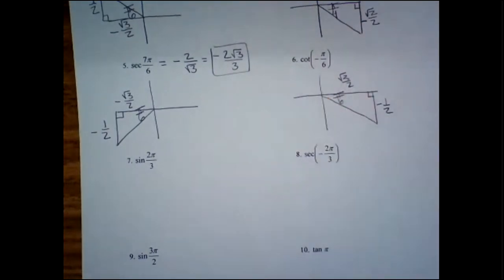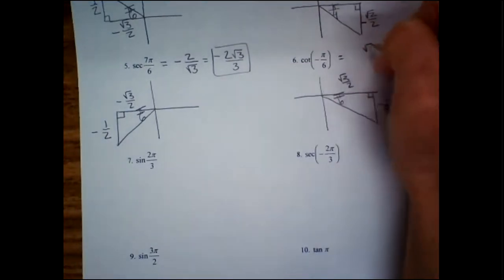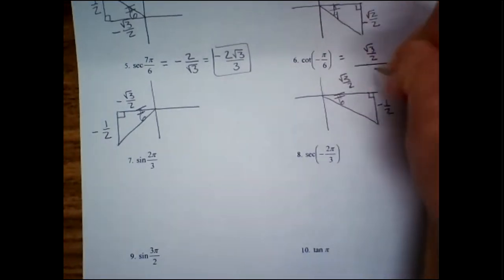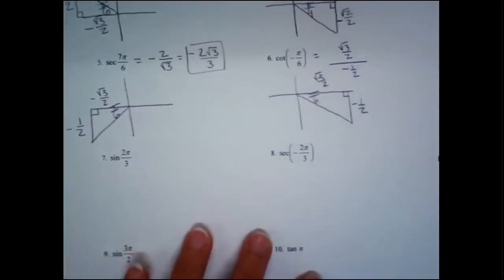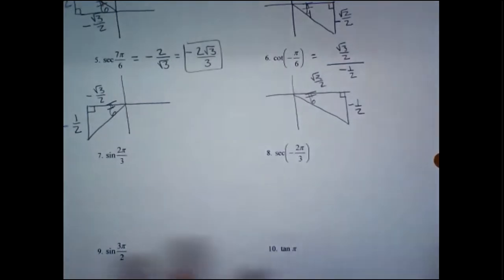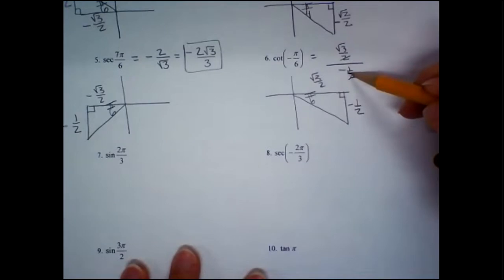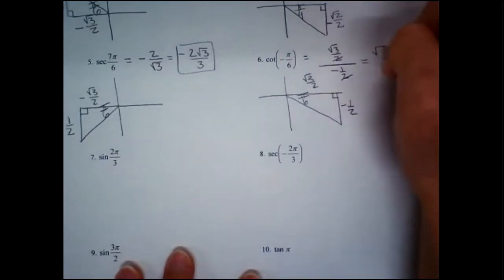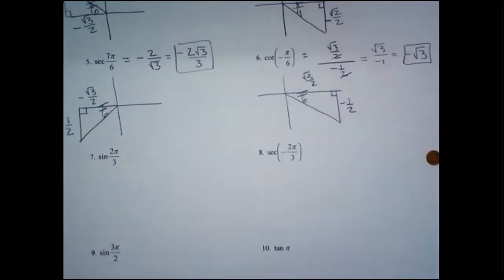It's cotangent. That is x over y. So it's going to be square root of 3 over 2 over -1/2. Nobody panic. What happens? 2's cancel. You get square root of 3 over -1, which would just be negative square root of 3.